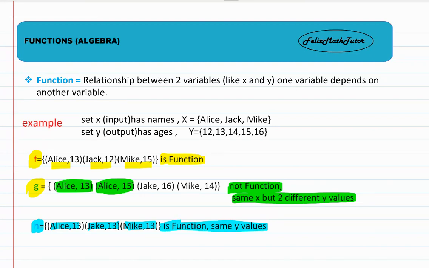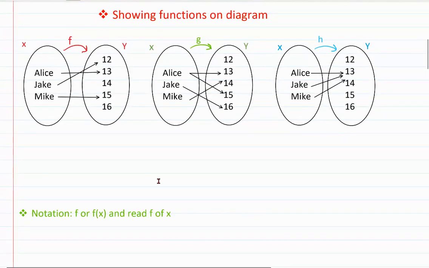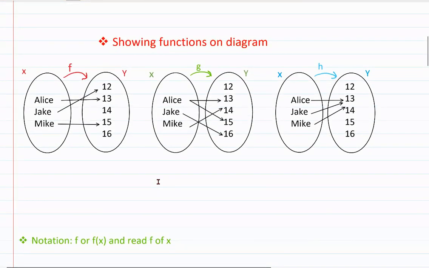So let's show these ordered pairs on a diagram. I will use the same examples in a diagram. As we can see, the first one is a function because every person is going to a different y value. But in the second example, we can see Alice goes to 13 and 15, which is not possible in real life. So we say this is not a function.